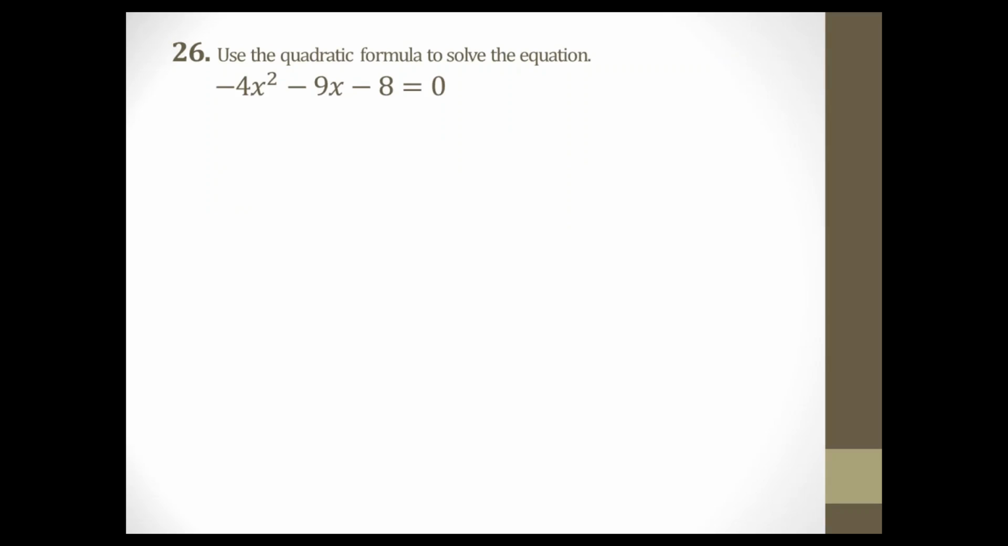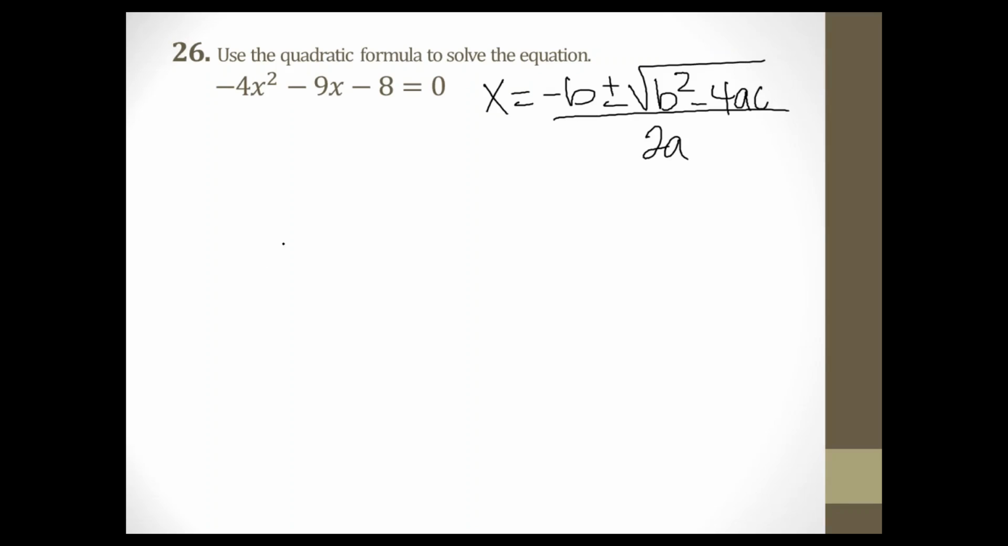Okay, so use the quadratic formula to solve the equation. So let's recall the quadratic formula. It's x equals negative b plus or minus the square root of b squared minus 4ac, all divided by 2a. Okay, so let's identify our coefficients.